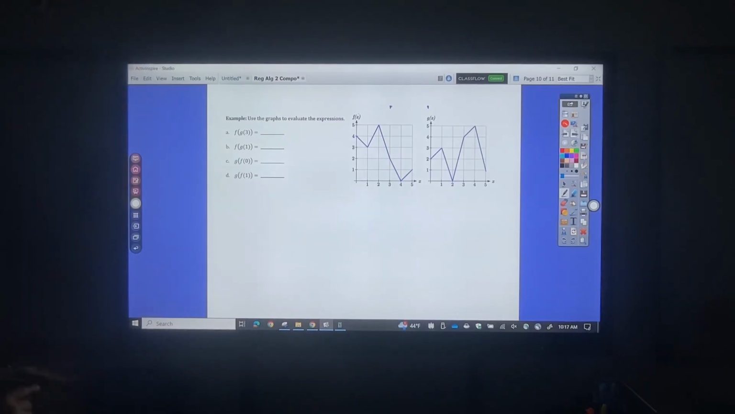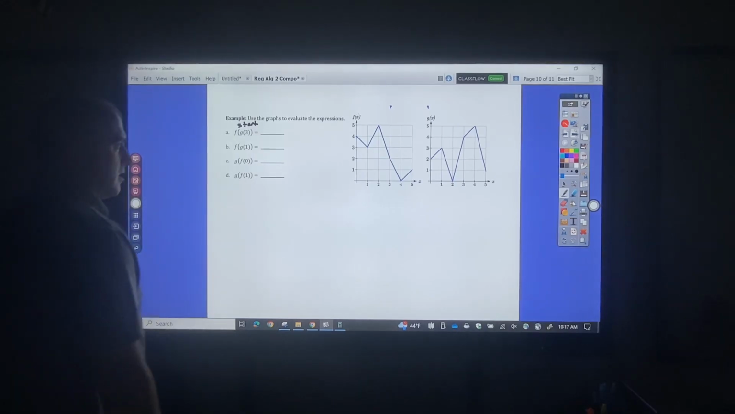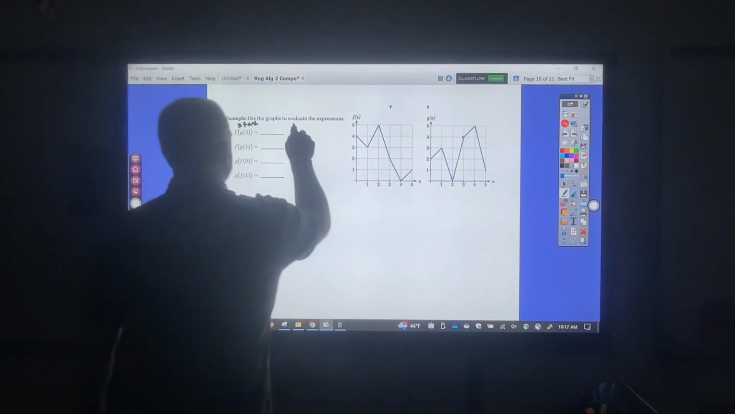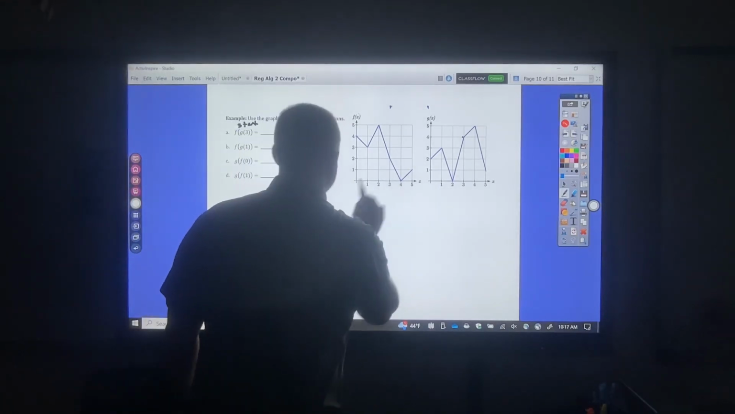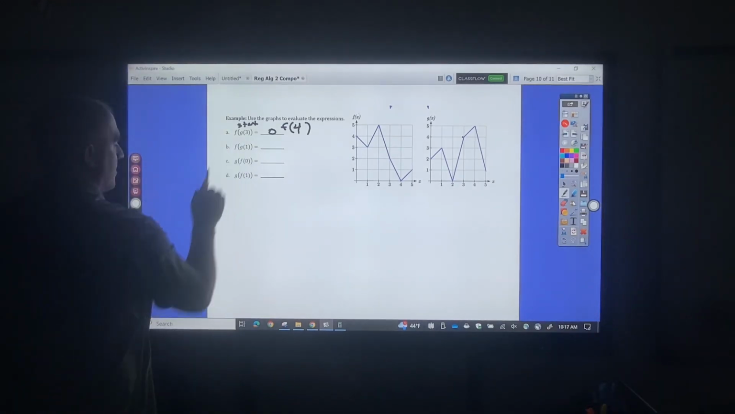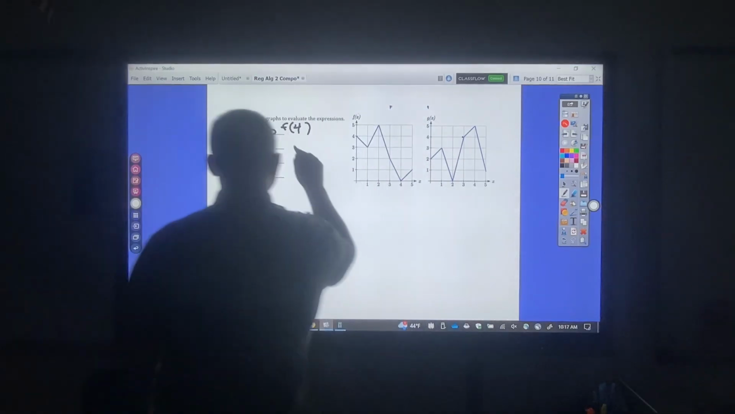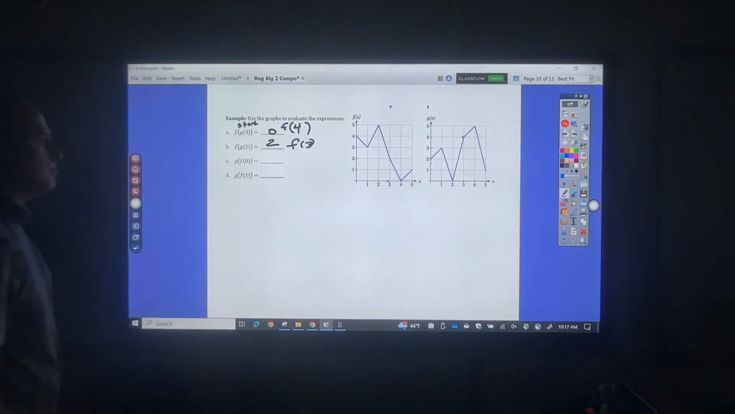So separate graphs. I'm going to start here at g of 3. So the g graph, 3, where does it meet? It meets at 4. So now I'm going to find f of 4. 4, where does it meet the graph? At 0. Okay, I'm going to start here, g of 1. G of 1, where does it meet the graph? 3. So I'm going to find f of 3. 3, where does it meet the graph? It meets the graph at 2.